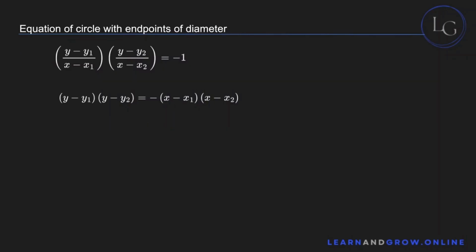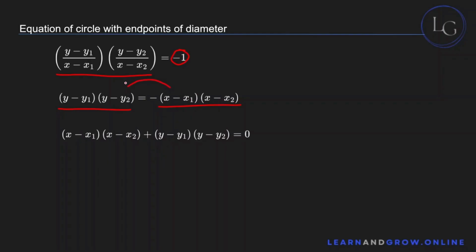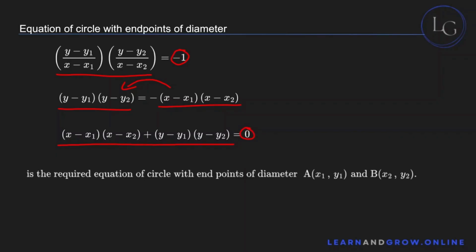Now that you have this, all you need to do is multiply the denominator of the left hand side with the numerator of the right hand side. Since this is just a whole number, -1, you just multiply the denominator of the left hand side with -1 on the right hand side. So you get this, right? Now you take what's on the right hand side to the left hand side. So this becomes this on the left hand side, and you're just left with a 0 on the right hand side. And this is the required equation of the circle with the endpoints of diameter A and B.